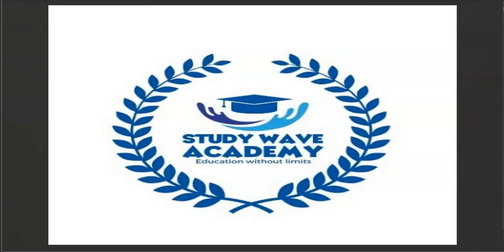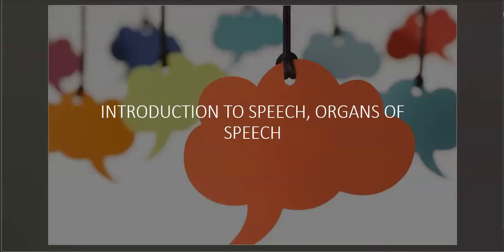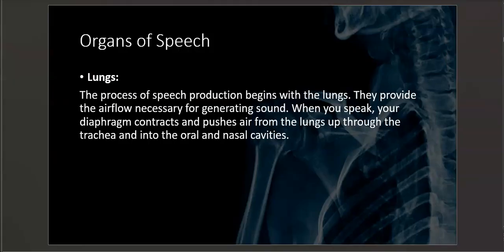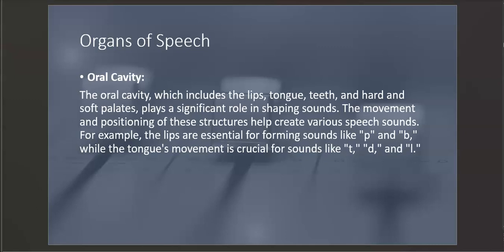Let's continue focusing on our English class, and we are looking at the introduction of speech and these organs of speech. So we've done the introduction of speech, we've talked about what speech is, what speech entails, and right now we are looking at the different organs of speech. So I've talked about lungs, and we're just introducing some of these organs because we're going to be looking at all of them and what they entail. So we've looked at the lungs, the trachea, the vocal cords, and the oral cavity.